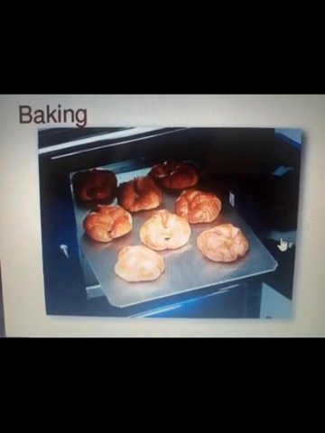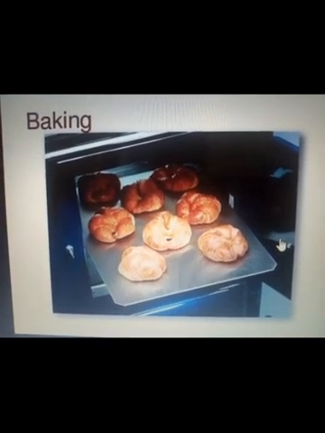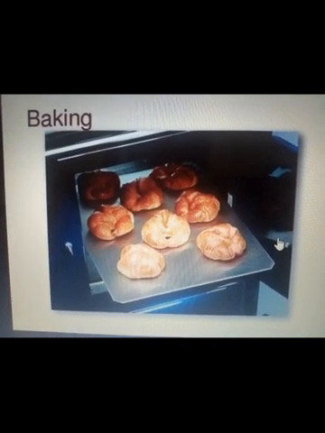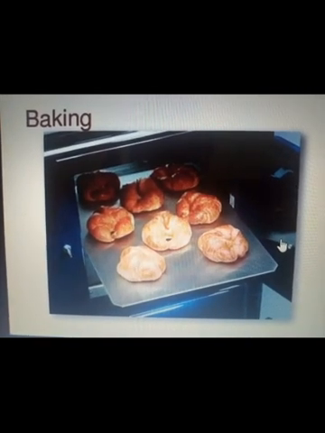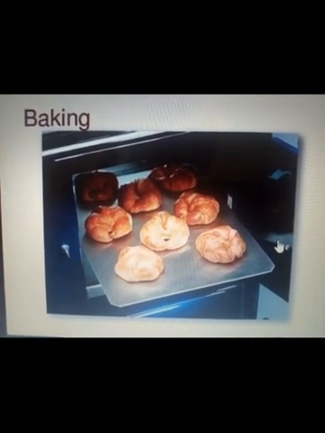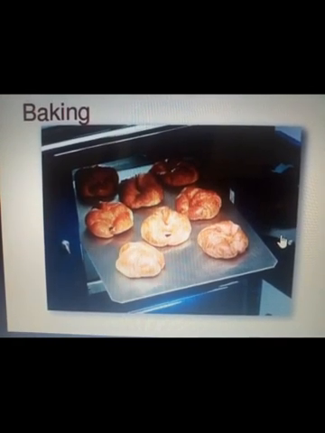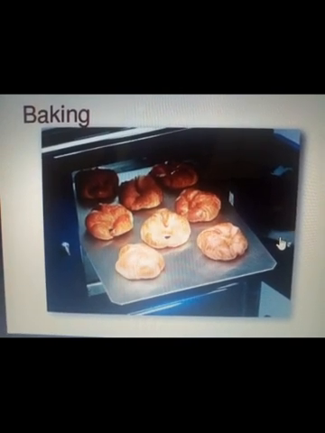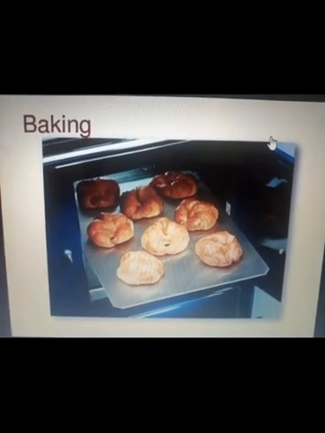Next is baking. In this method, food is cooked in a hot oven. This is how we make different food items like bread, cakes, and cookies. In this process, what happens? The heat inside the oven, generated by electricity, is used to bake food. So these are the 4 different methods of cooking.